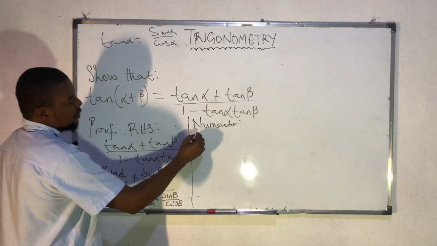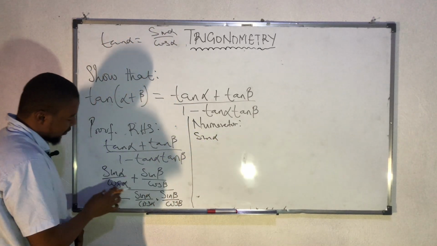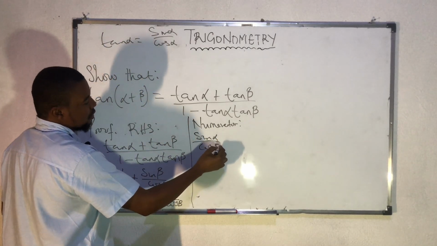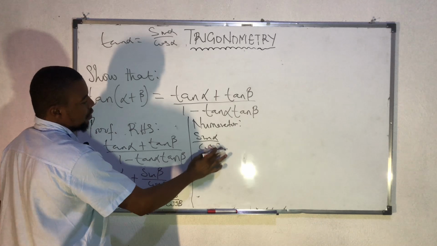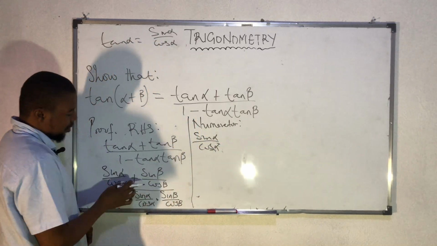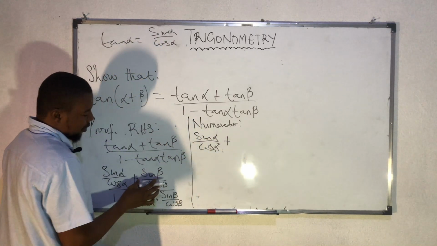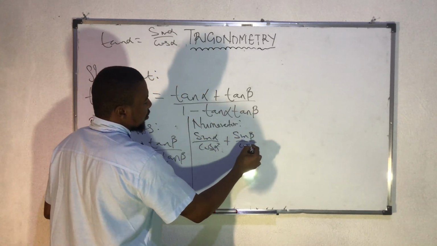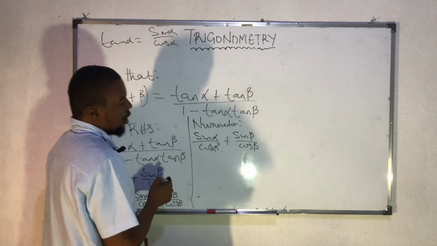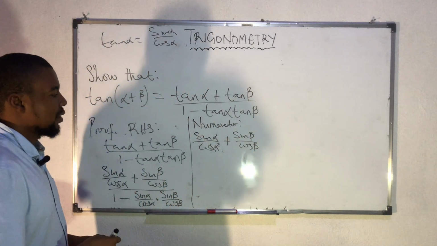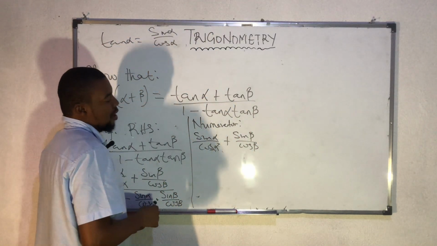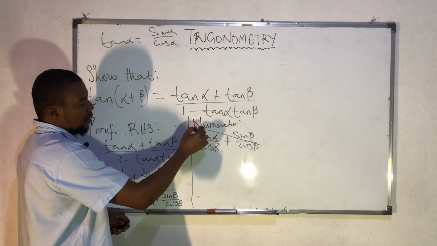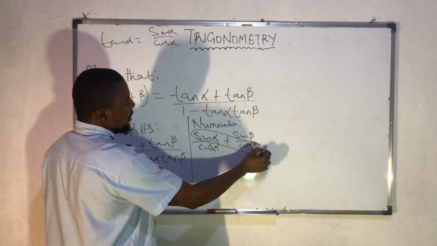Here we have sine alpha over cos alpha plus sine beta over cos beta. How do we combine them now as a single fraction? Well, I would love to think about it this way. You multiply them diagonally. Multiply them diagonally.